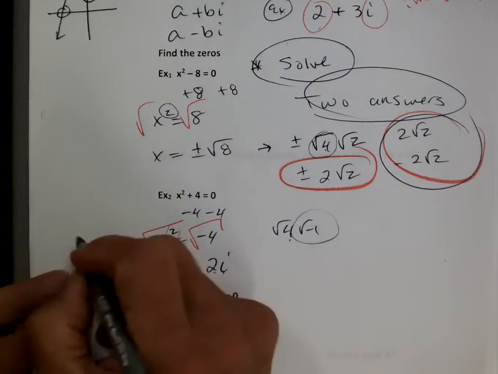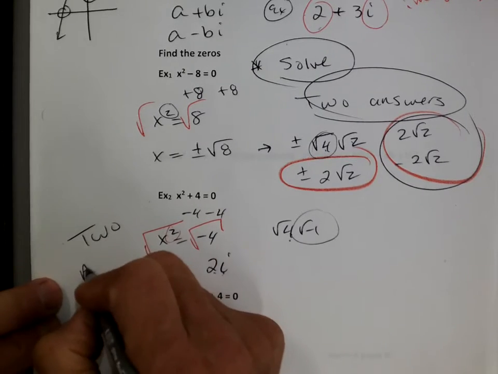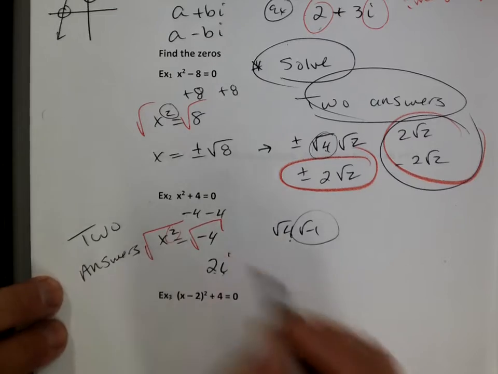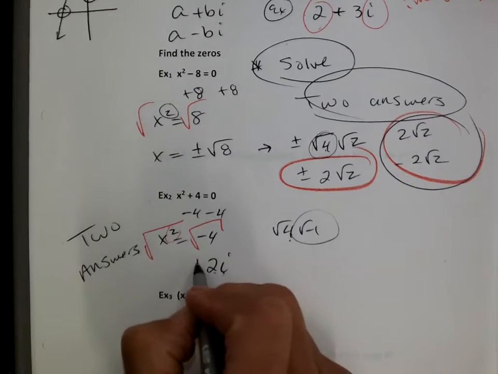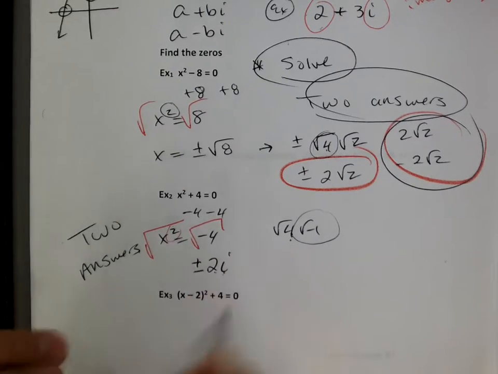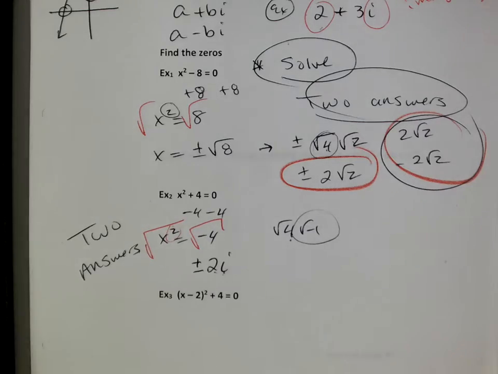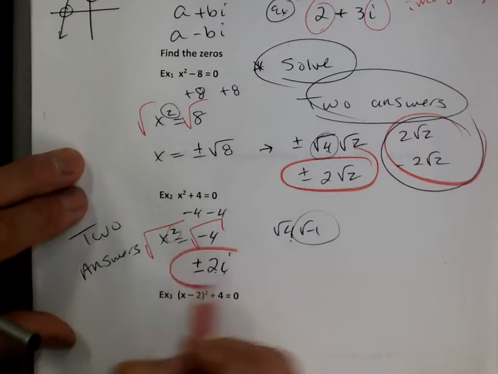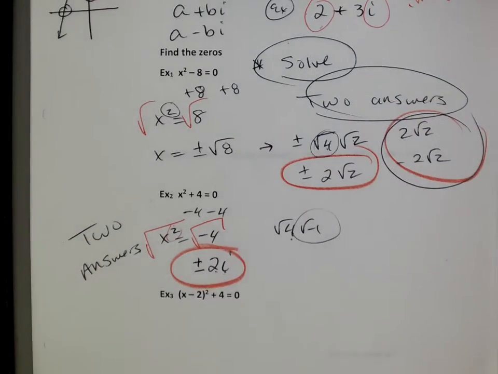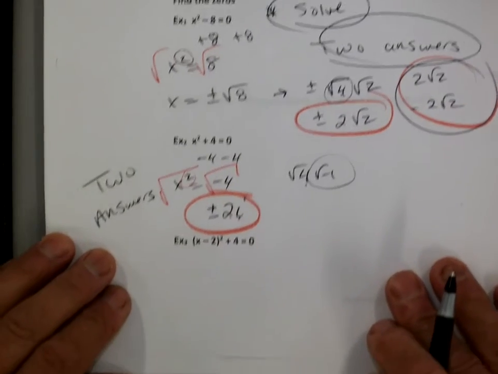Now, there's got to be two answers. Has to be two answers. So there's a positive and a negative. There are my two answers. Okay, it's a plus or minus 2i. And again, we're going to talk more about this in our Zoom meeting. So hopefully you guys will catch on to this, okay?